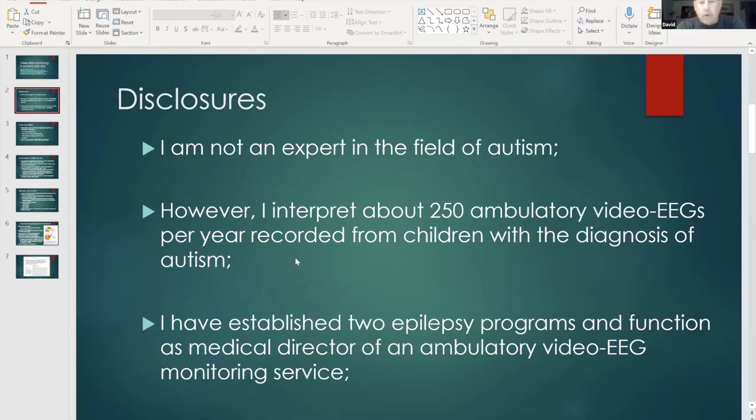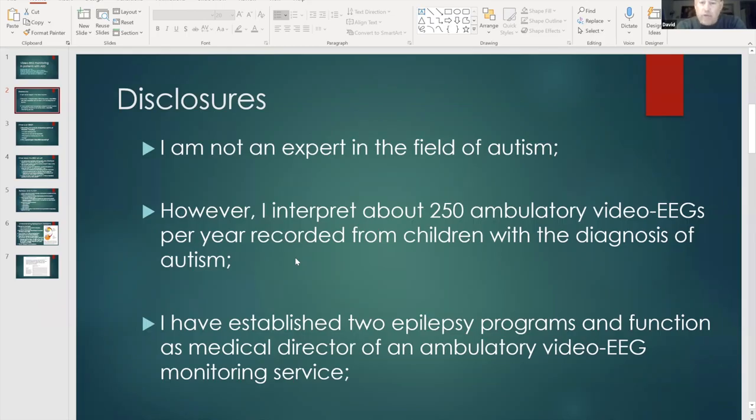I am not a pediatric or developmental pediatrician, so I'm not an expert in the field of autism, but I have a long experience and quite a depth of experience in reading and interpreting ambulatory video EEG studies in children and adults with autism. For the past 10 years, I've been interpreting somewhere between 100 and 250 ambulatory video EEGs per year.